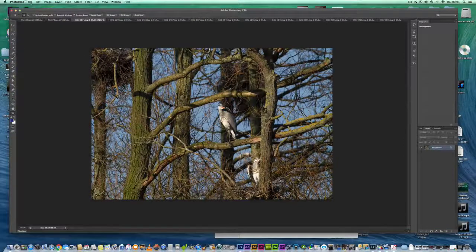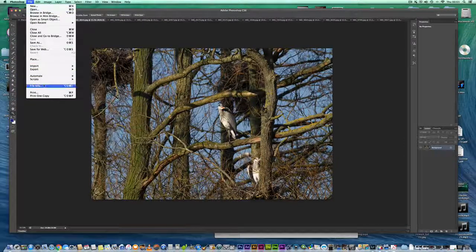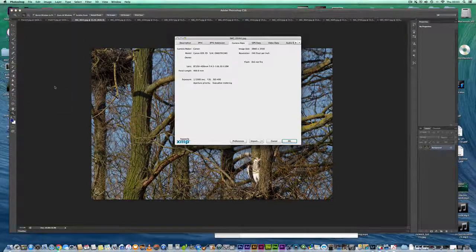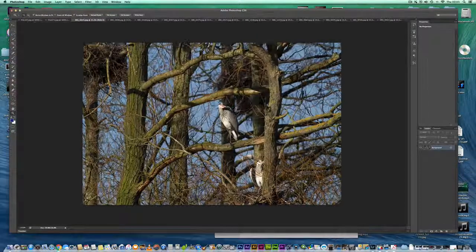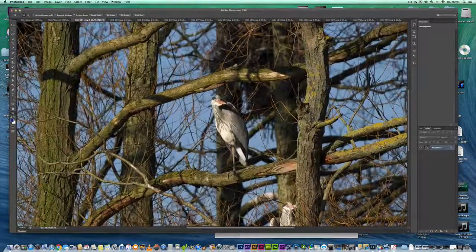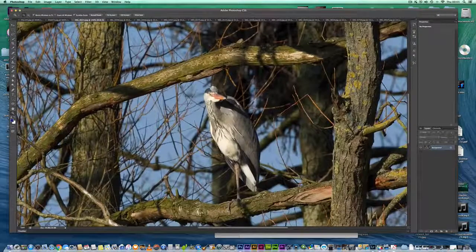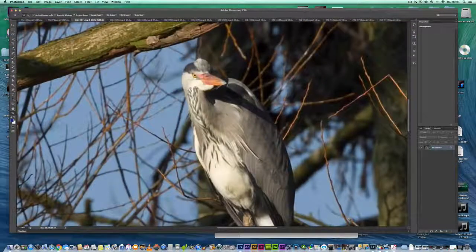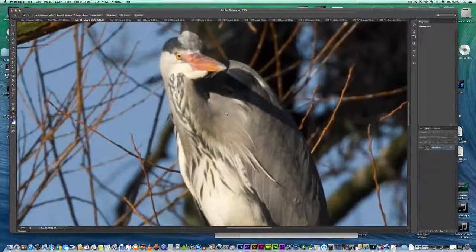Here's another bird. Get the info. 400mm, ISO 400, f8. Let's zoom in. 100%, 200%, 300%. Next image.